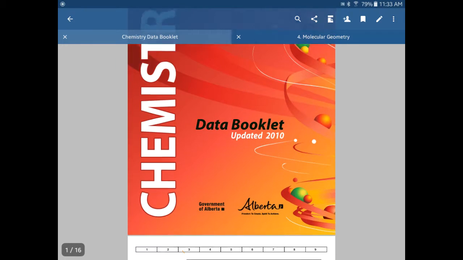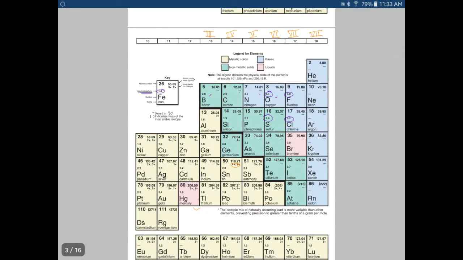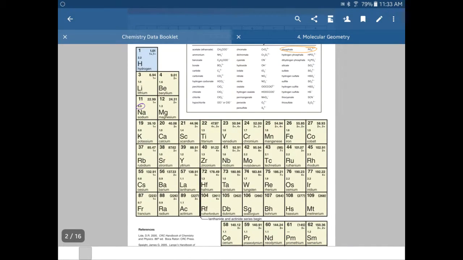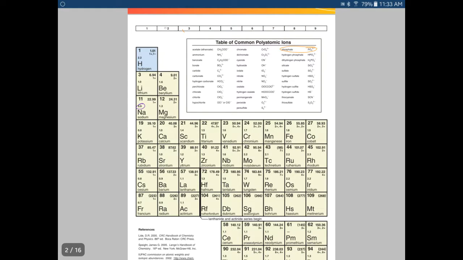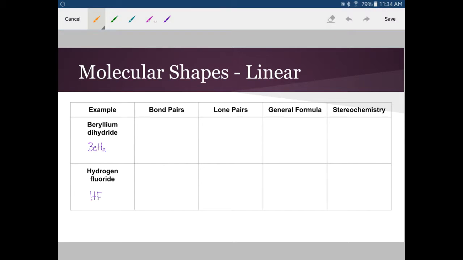So let's jump over to our periodic table, and we see that beryllium has 2 electrons and hydrogen has 1 each, meaning that we have 4 total electrons to deal with. So if we look at our drawing, we have beryllium, and we have 2 hydrogens.